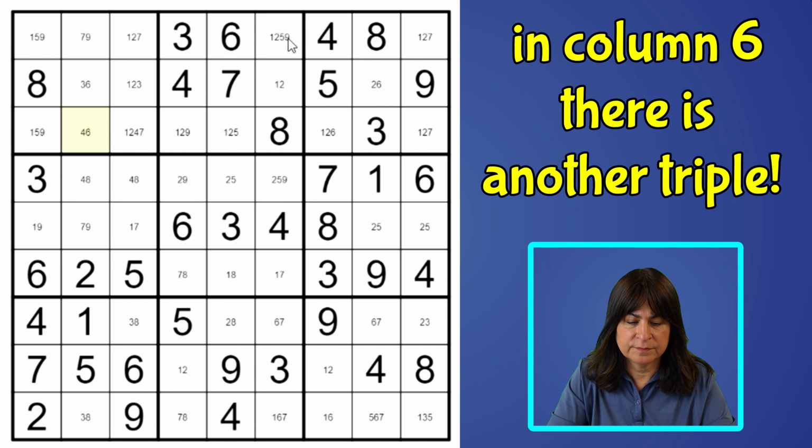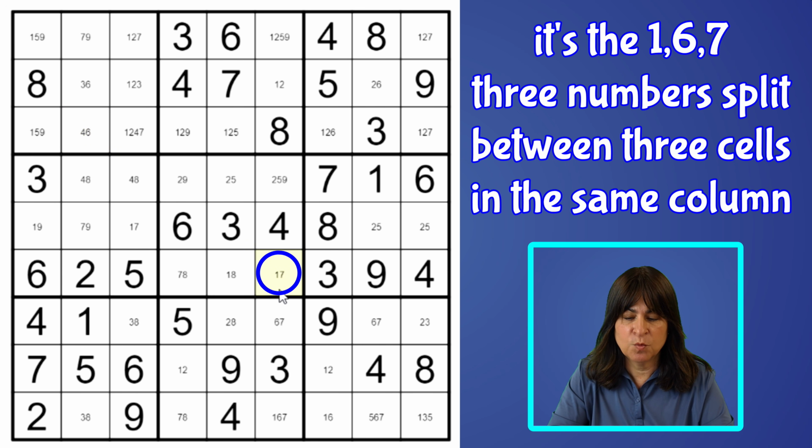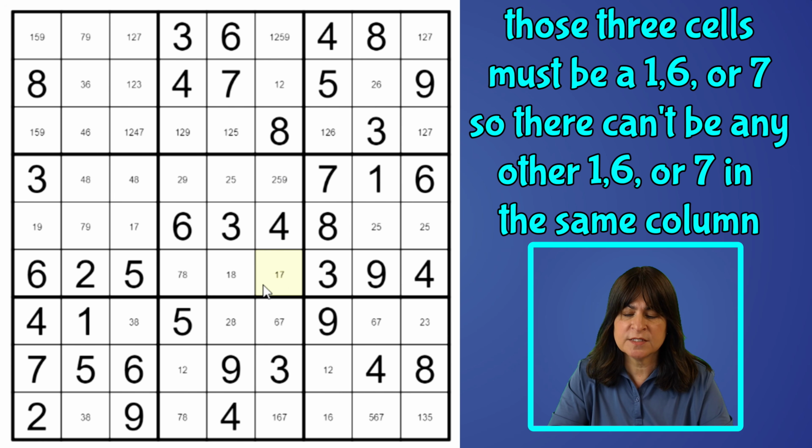And what else? Oh, here, in column 6, I found another naked triple. Remember, that's 3 numbers spread between 3 cells. So here I have a 7, a 1, 7, and here I have a 6, 7, and here I have a 1, 6, 7. So I have the 1, 7, the 6, 7, and the 1, 6, 7, and they're all in the same column, column 6. So between these 3 cells, I have only the 1, 6, and 7. So there can't be any other 1s, 6s, or 7s in the column. That means that I can eliminate the 1 here and the 1 here.